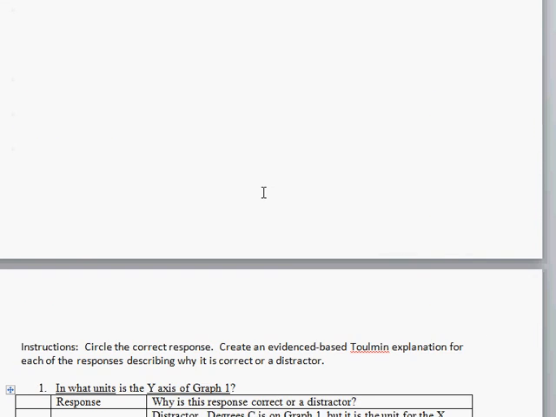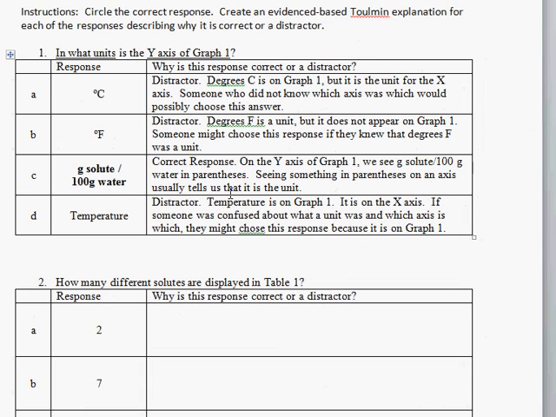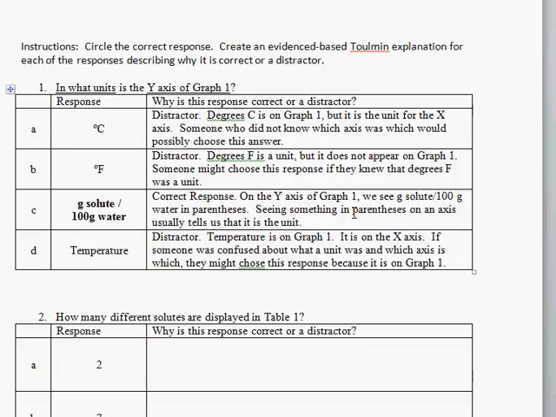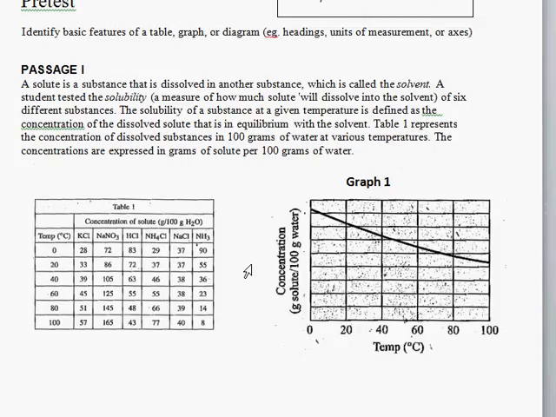Alright, and that is the end of this video. So hopefully that gives you some information about why this was a correct response, why these were distractors, and how you might do this kind of a problem in the future. Please try number 2 on your own, and then check back with the video to see if you did it correctly.